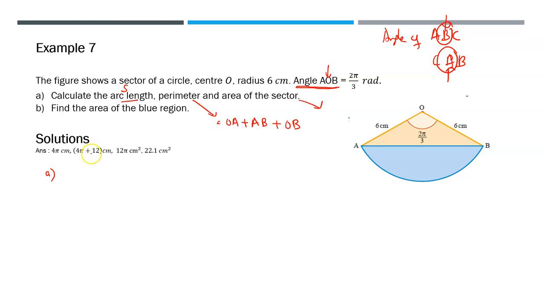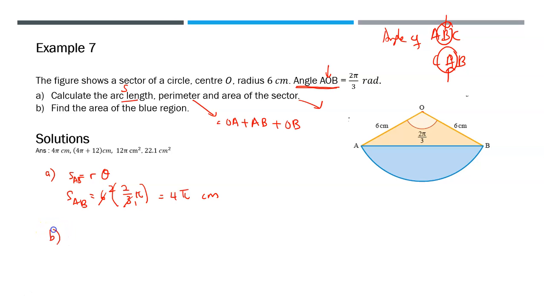A. Okay? S equals to R theta. S here is AB lah kan. So biasanya kita akan denote small letters di bawah S tu. Maksudnya we know that when you define like this, it is the length of arc of AB. So S AB equals to R theta, 6 times theta. What is dia punya theta? 2 over 3 pi. So answer is, you simplify, 4 pi cm. Don't forget to put the unit. This is length in cm.